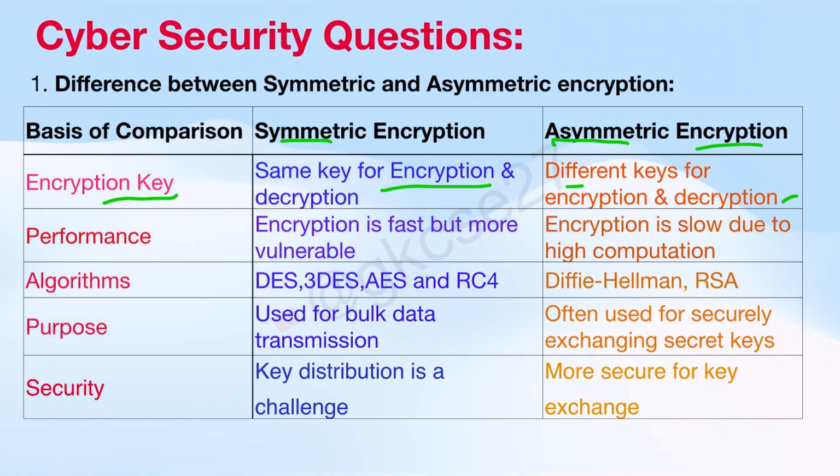Purpose: symmetric encryption is used for bulk data transfer. That means if there is too much data, then symmetric encryption will be used. Asymmetric encryption is more for securely exchanging the secret keys. So security is most preferred in asymmetric encryption. Whatever data needs to be more secure, asymmetric encryption will be used, because here the private and public keys are different. Security: symmetric encryption is less secure, and key distribution is a challenge. Asymmetric encryption is more secure for key exchange.